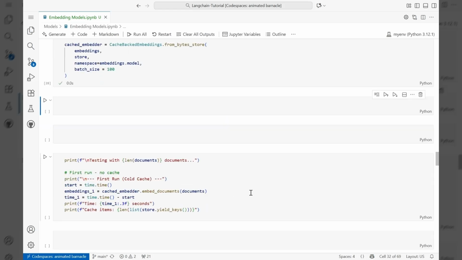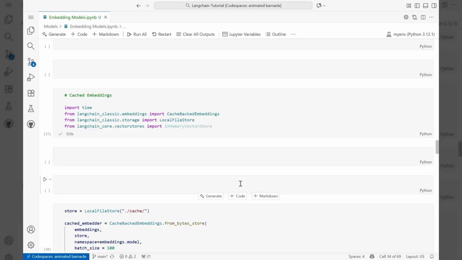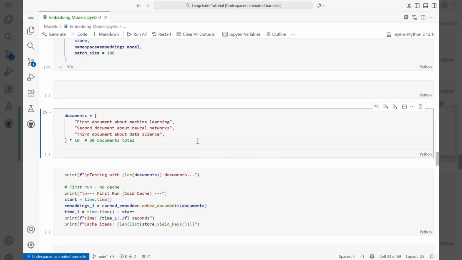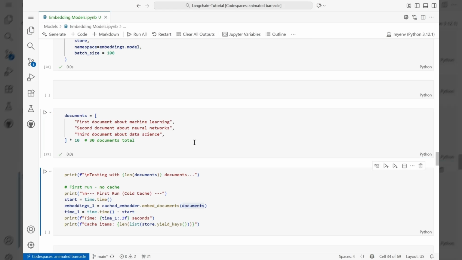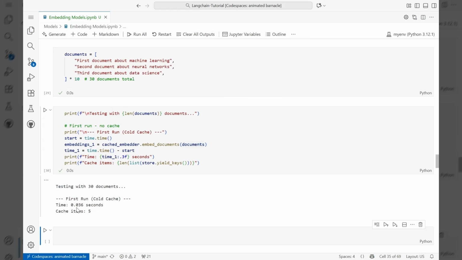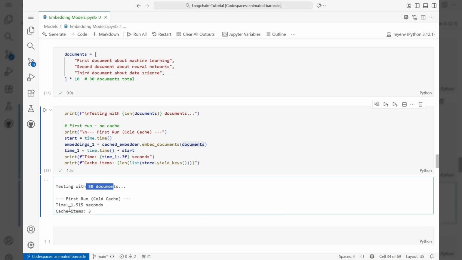Now let me run it for the first time. So there is no cache, it has not been stored yet. Let me run it. I now have 30 documents where the same three documents are repeating 10 times, so that we can understand the caching part properly. Let me first get the documents. So here you see, testing with 30 documents, it took a total of 1.515 seconds, and it cached only 3 documents. I am embedding 30, but it is only caching 3 because the same 3 documents are repeating.